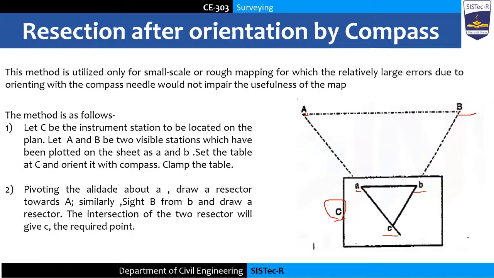Then pivoting the alidade about A, draw a resector towards A. That means I will draw a line, this line. Similarly, I will sight B from C and draw a resector. Then I will sight the small b, capital B, from C and draw a resector. The intersection of the two resectors will give me point C. So the resectors from A and from B will give me this point C. I have done nothing but just drawn these two lines from different stations A and B, and where these lines intersect, that will give me the point C.